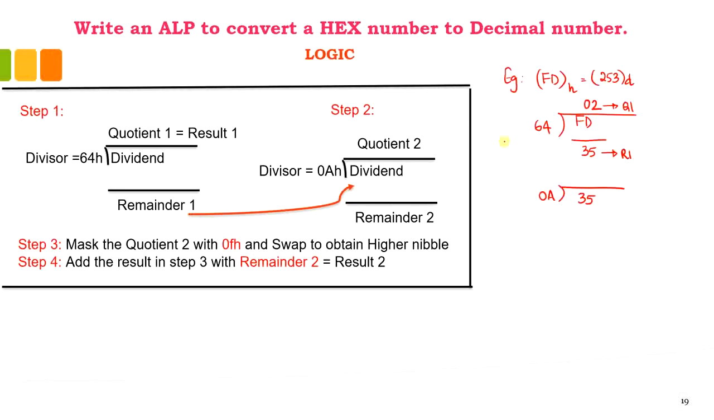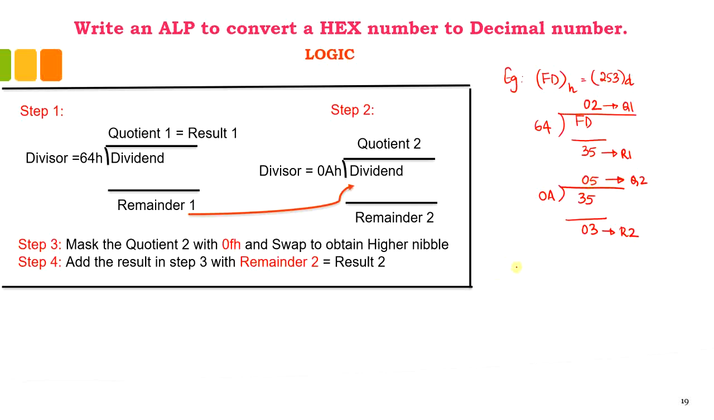So 35 divided by 0A, quotient was 05 and the remainder was 03. So this is quotient 2 and this is remainder 2. The third step is that I need to mask the quotient 2 with 0FH and swap in order to obtain the higher nibble. If you observe here, this is the quotient 2.